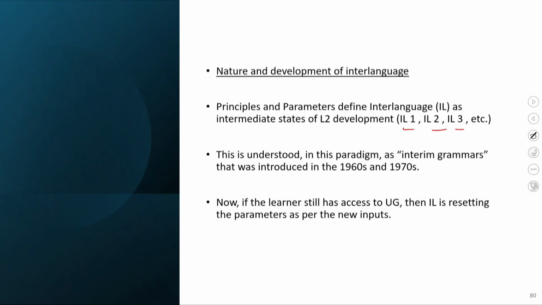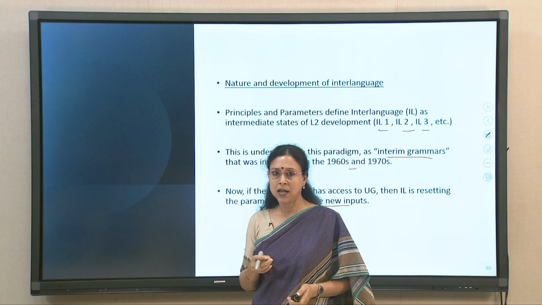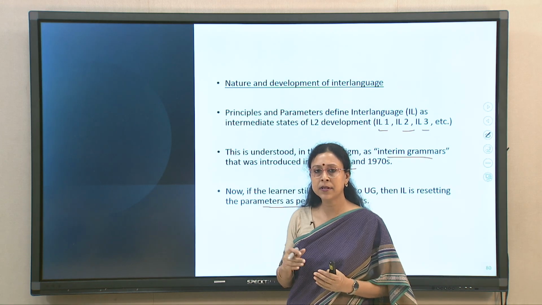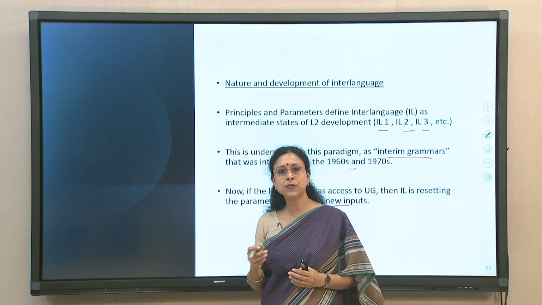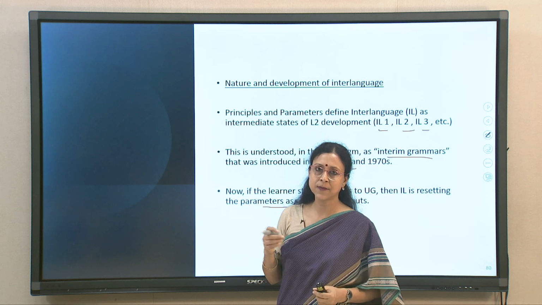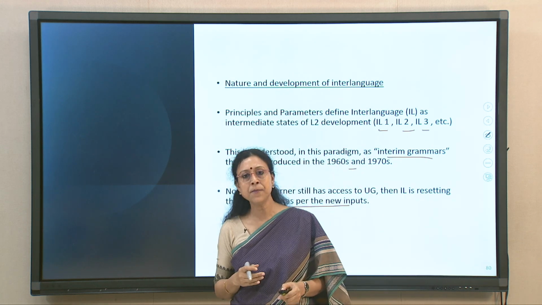This was called interim grammar in the 60s and 70s. If the learner has access to UG, then IL is resetting the parameters as per the new inputs, and that is what most researchers are converging on, that there should be at least partial access if parameters have to work. Initially your L1 parameters were utilized for L2, and eventually, because UG is still there, you will be resetting the parameters for L2 depending on the kind of input you are getting, and thereby you go to the final state.